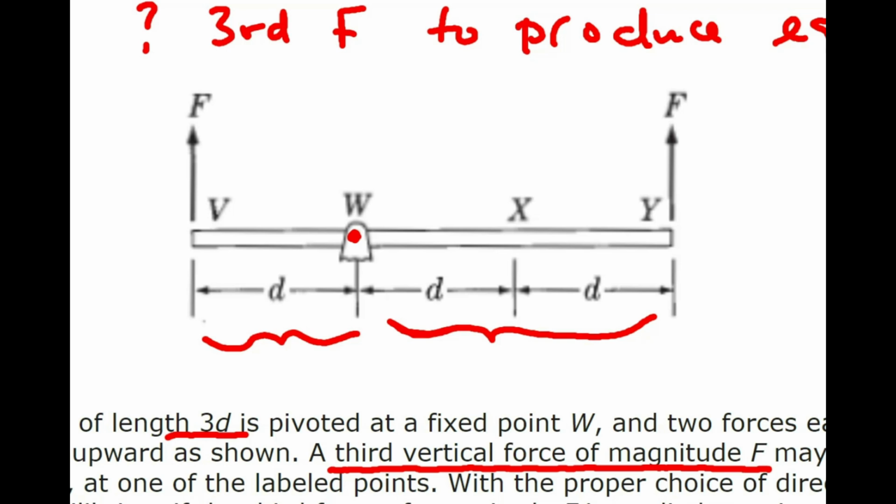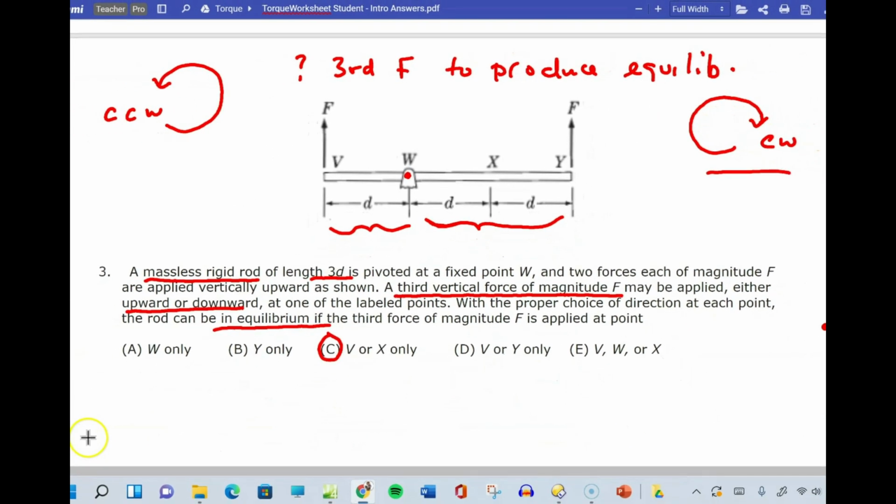Let's label our forces. We always try to do that. This force on the right at W, what will it cause? Will it cause a clockwise rotation or a counterclockwise rotation? This force is going to cause a counterclockwise rotation. It'll make the rod rotate this way. This one is going to create a clockwise rotation.